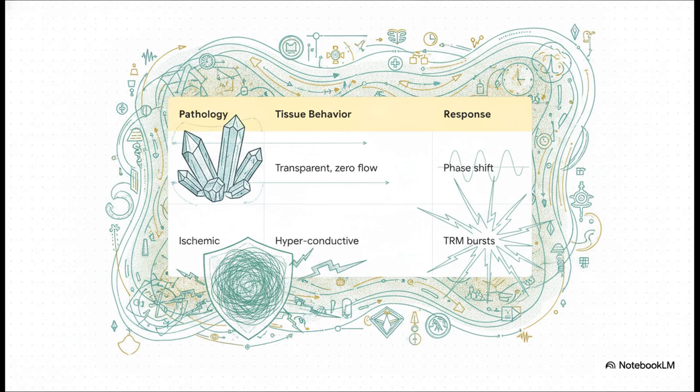Take a calcified lesion. It's basically a rigid mineral block. It's highly transparent to these waves, but it has zero blood flow to cool it down. On the flip side, an acute ischemic stroke acts as a hyperconductive electromagnetic shield, trapping energy in a tight 1.9 centimeter shell around the lesion. So the device has to drastically adapt its power and approach based on the specific pathology.